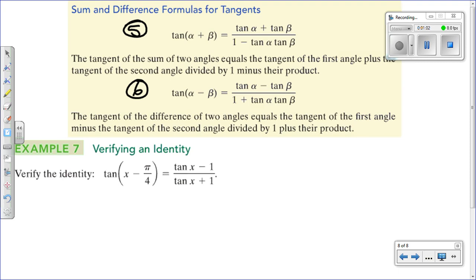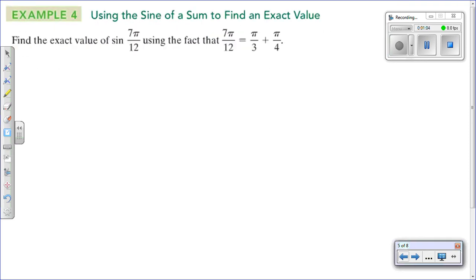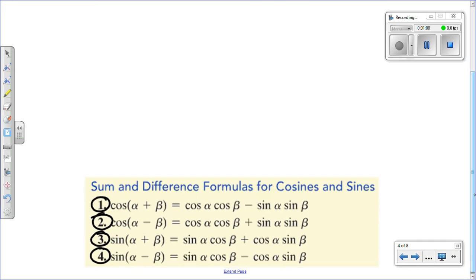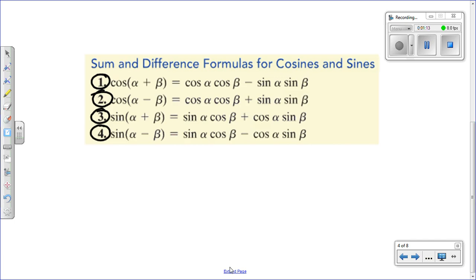But before we get to that, we're going to do the proof of one of them, and that will be number 2. We're going to prove that the right side equals the left side, and we will do that geometrically and then with some algebra.